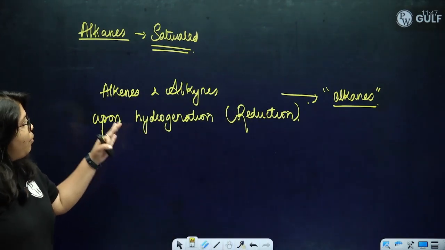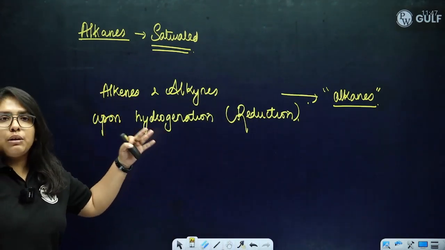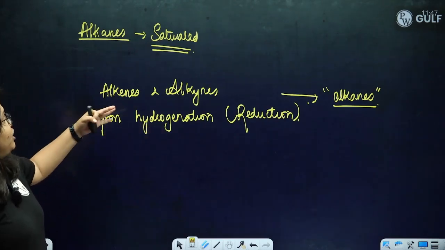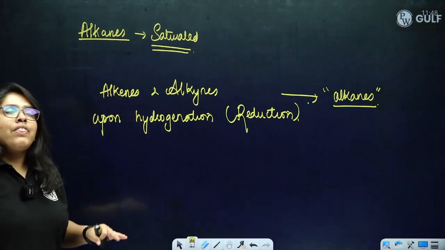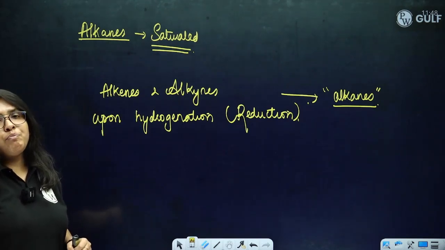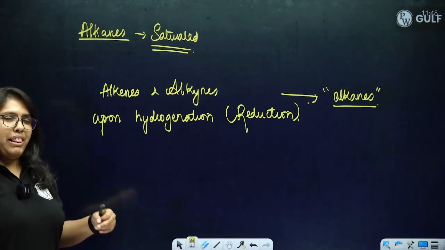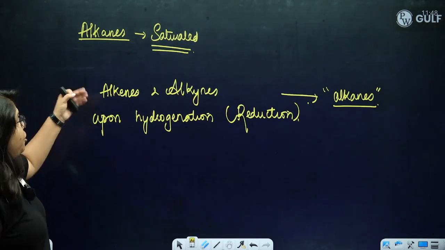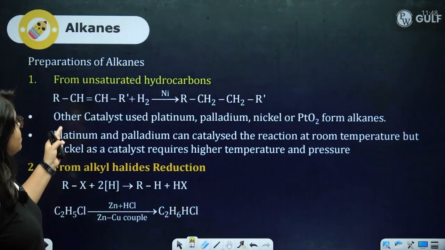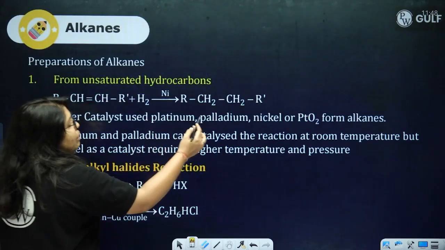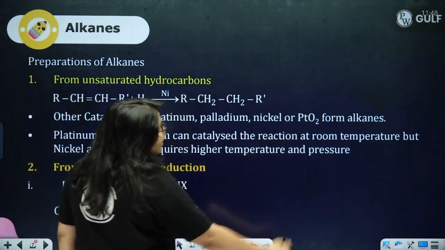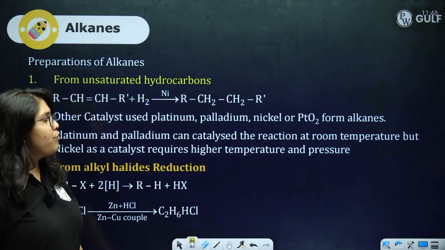Now, what are the ways in which you can hydrogenate alkenes and alkynes? When you treat them with nickel and hydrogen, platinum and hydrogen, or palladium and hydrogen, you will get alkanes, and that is what is written over here. Other catalysts used other than nickel are platinum, palladium, and platinum oxide, to form alkanes.